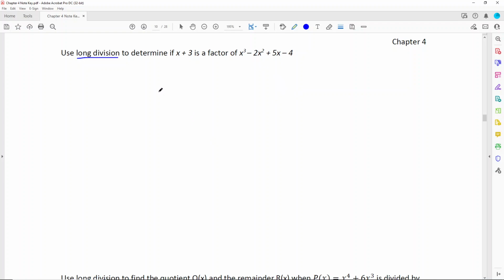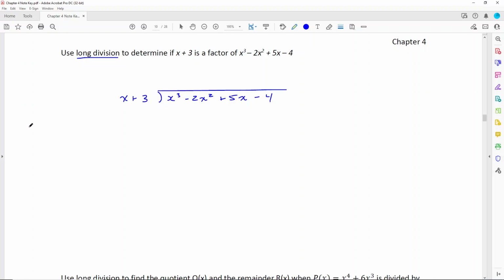So the first thing we're going to do is set up the long division. So I'm dividing x cubed minus 2x squared plus 5x minus 4 by x plus 3. Okay, I made sure there was no missing terms. I went cubed, squared, 1, gone. And now I start doing it.